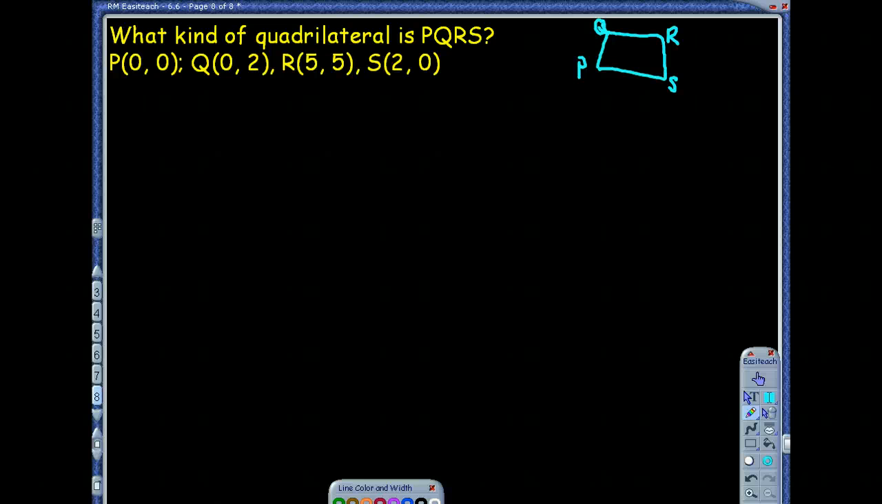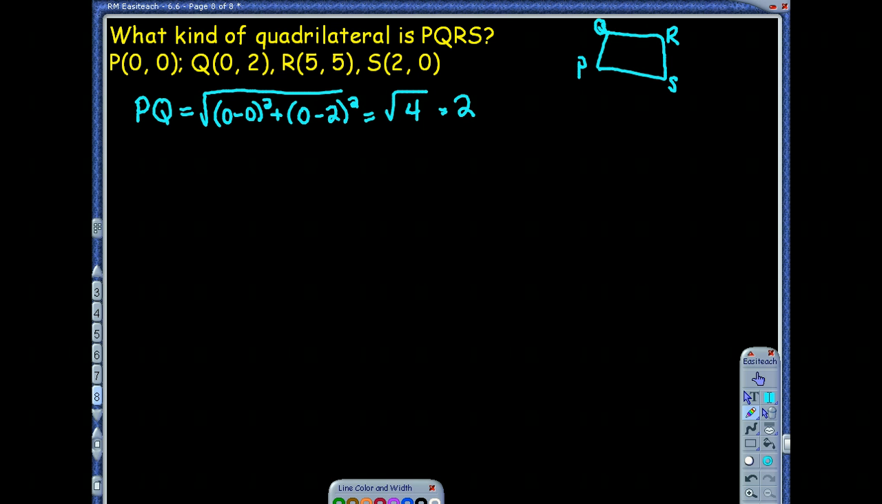So let's switch gears, since we did all slopes last time. Yeah, let's do the distance formula. So let's find the distances of all four sides. Okay, so PQ, we'll start there. So the square root of 0 minus 0 quantity squared plus 0 minus 2 quantity squared. So that means we get the square root of 4, which is 2. Okay, all right, let's move on.